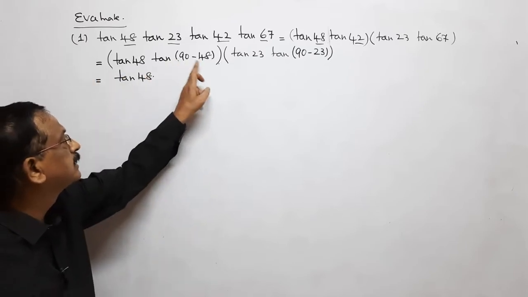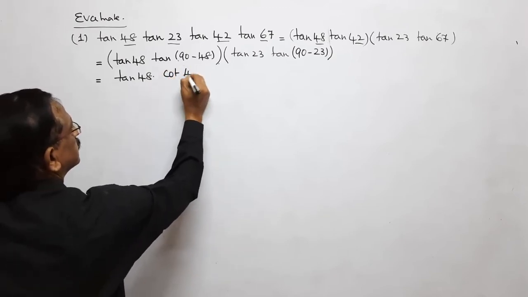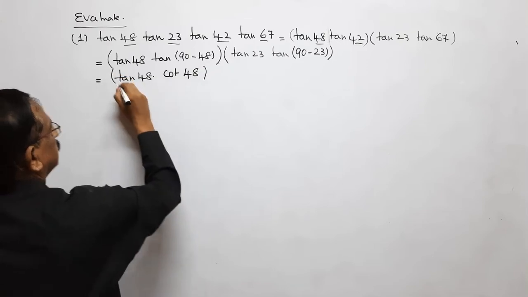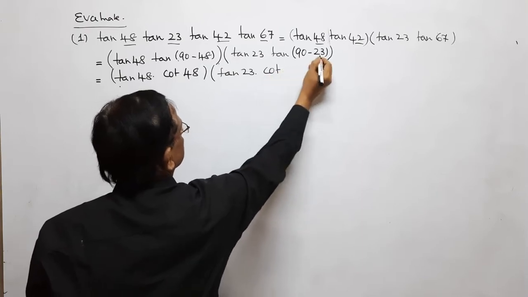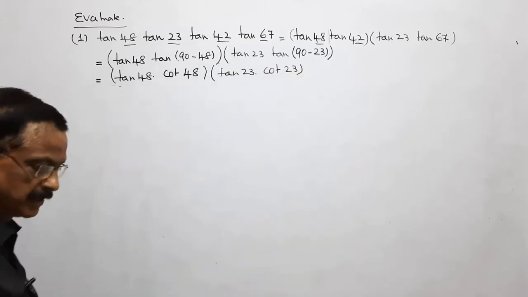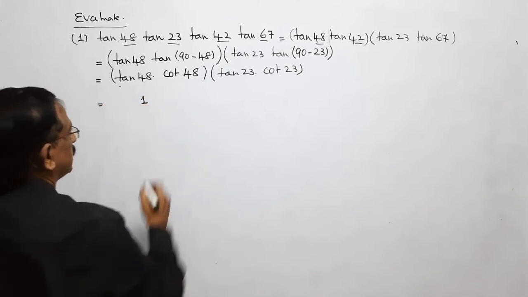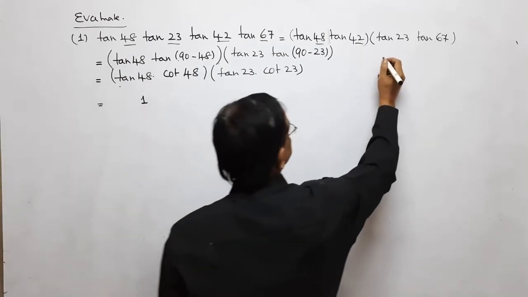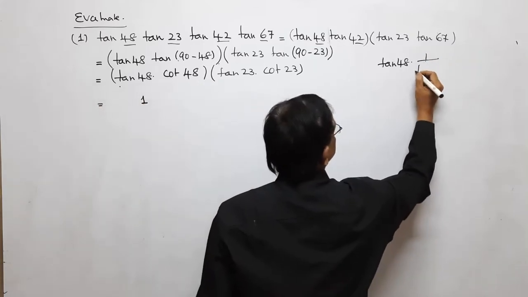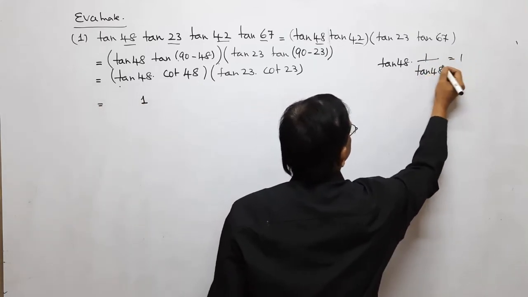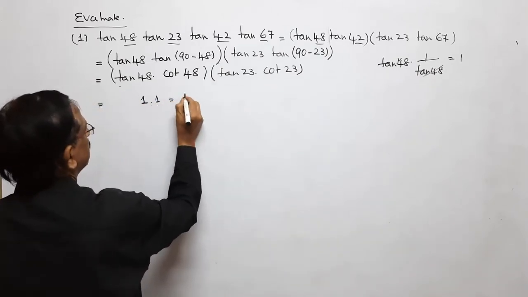Now, what is tan 90 minus 48? Tan 90 minus 48 will become cot 48, and tan 90 minus 23 will become cot 23. So now tan 48 into cot 48 is 1, because cot 48 is 1 by tan 48, so if I cancel these two, I get 1. Similarly, tan 23 and cot 23 give 1. So 1 into 1 is 1.